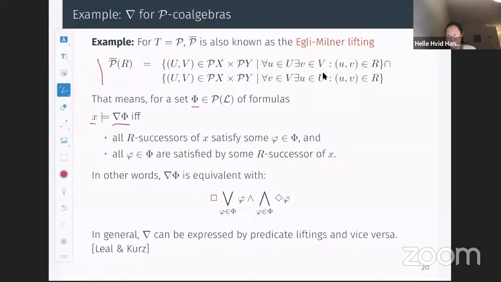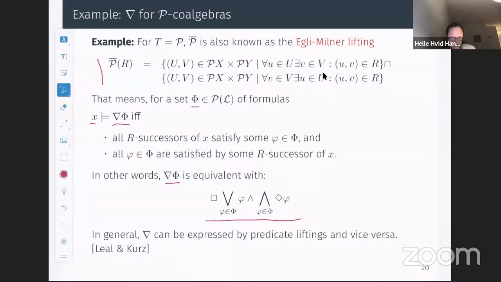So that means that this big phi is actually equivalent to the following formula here. So you can express the Nabla phi in terms of the box and the diamond. And in fact, this is a more general result. Namely, you can show that for any functor T that preserves weak pullbacks, the Nabla can always be expressed by predicate liftings and vice versa. So the two approaches are equivalent in the sense that there's nothing you can express with one and not the other, but they each have, let's say, advantages and drawbacks.